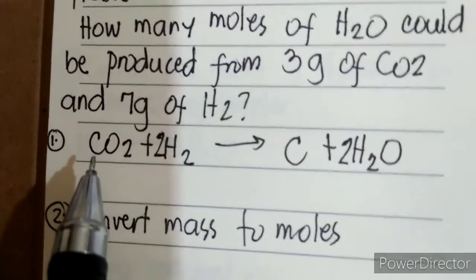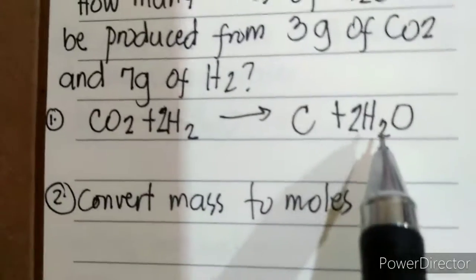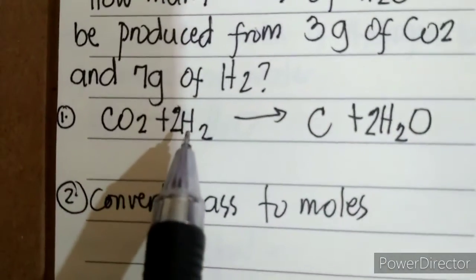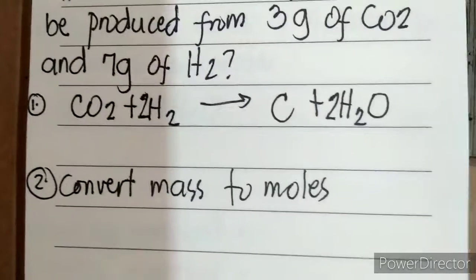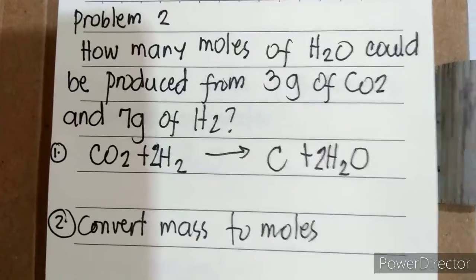So we have here 1 carbon and there we have 1 carbon also. Here we have 2 oxygen, and here we have 2 oxygen. And in here we have 4 hydrogen, and in there we have also 4 hydrogen. So as you can see guys, in the given, we have grams, not moles.